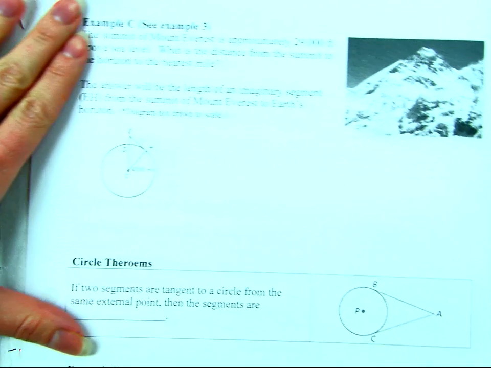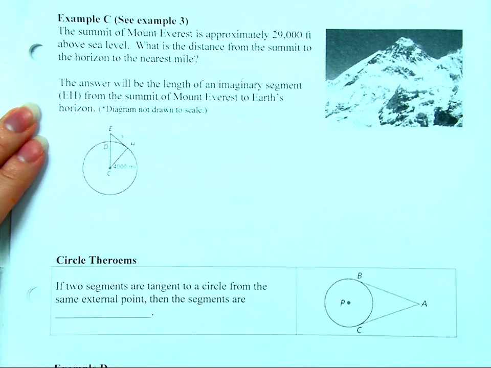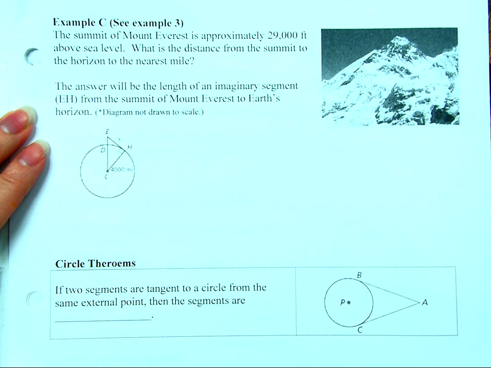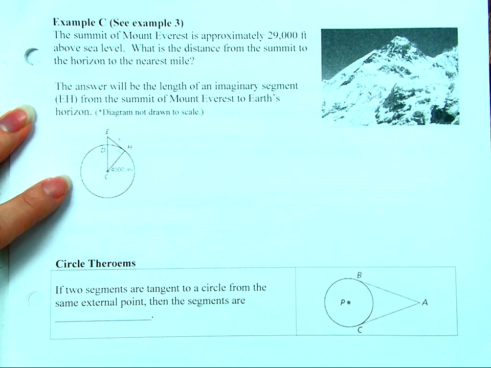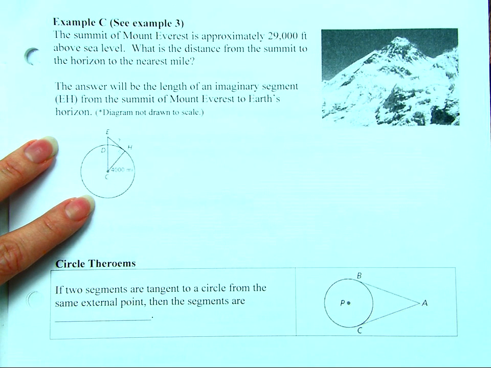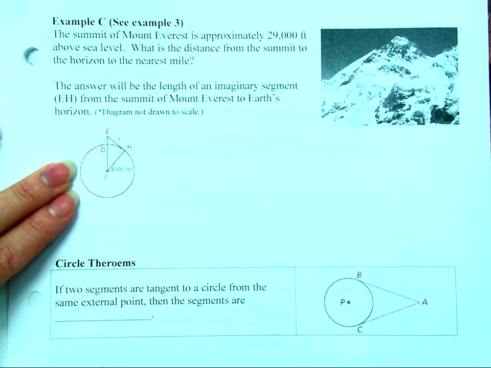Okay, let's take a look at example C. The summit of Mount Everest is approximately 29,000 feet above sea level. What is the distance from the summit to the horizon to the nearest mile? The answer will be the length of an imaginary segment, EH, from the summit of Mount Everest to Earth's horizon. And our diagram's not necessarily drawn to scale.